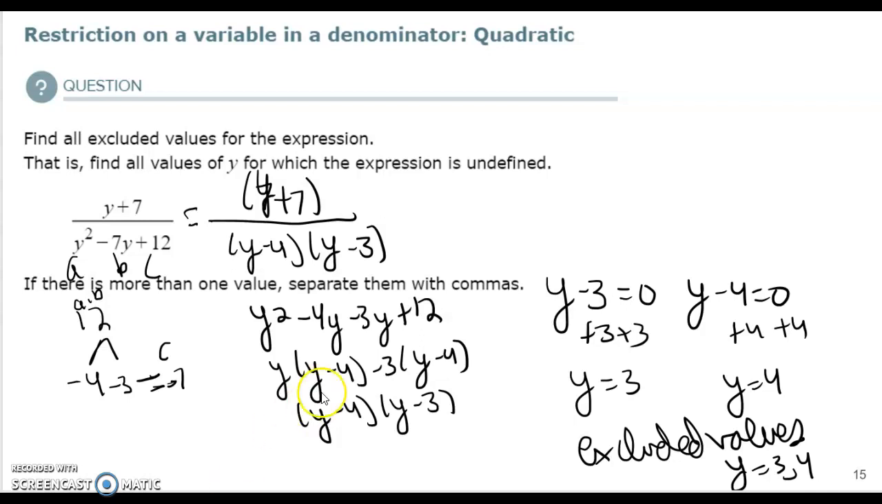So when we factored the bottom, we should have gotten y minus 4 and y minus 3. When we set each of those factors equal to 0, like we did over here, we get the excluded values of 3 and 4.